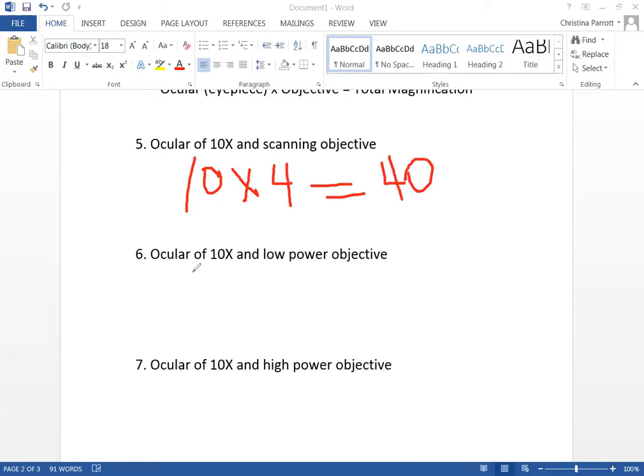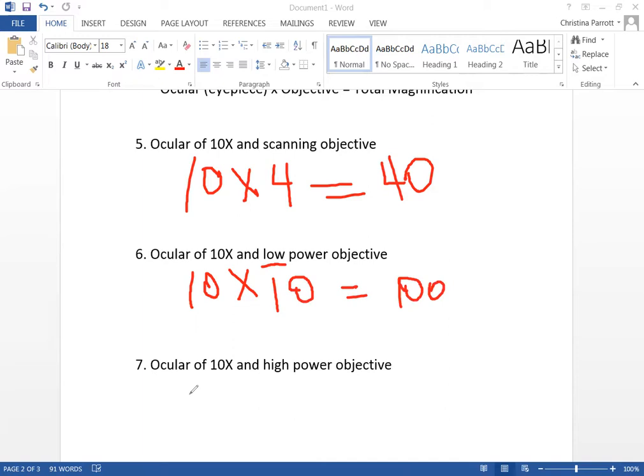The next one, our ocular is 10. So we're going to multiply 10 times our low power objective. Remember, the low power objective has a magnification of 10. So 10 times 10 means our total magnification is 100.